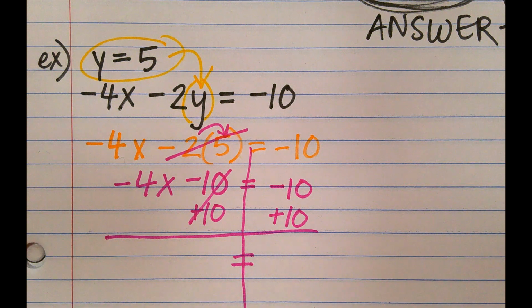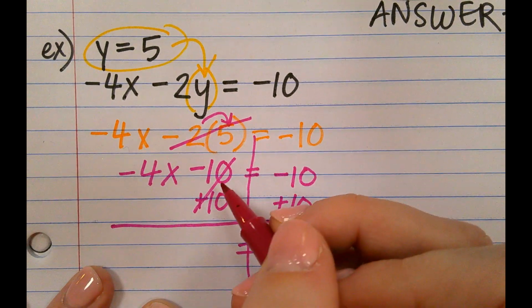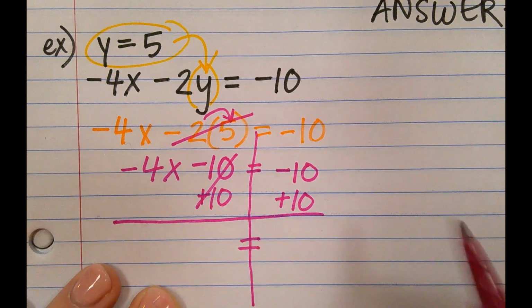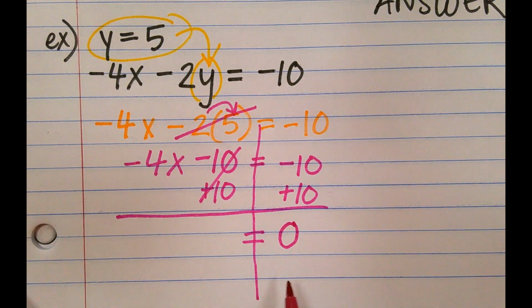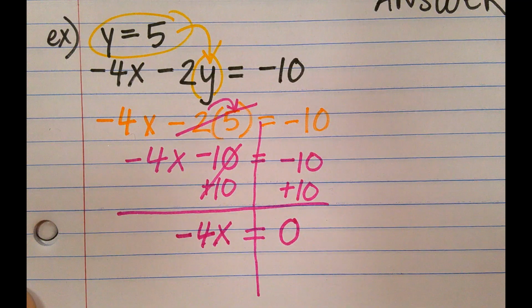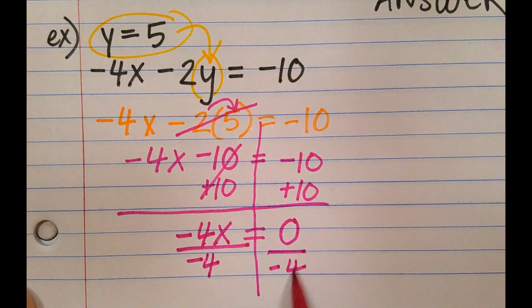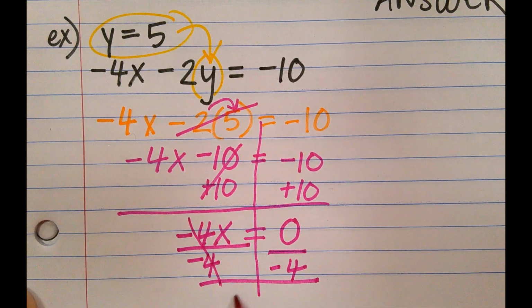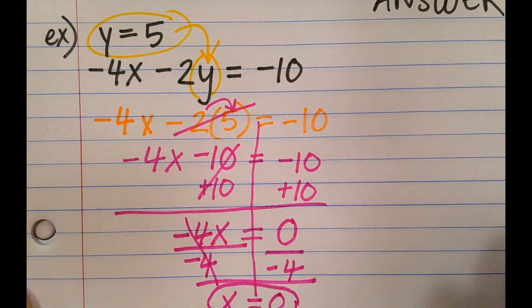When we cancel something, it means it equals 0, okay? We're just not writing that 0 because we don't need it. There's something else to bring down. There's nothing else to bring down over here, so we are going to write that 0. And we'll bring down negative 4x. What's my last step? Are you done? Divide by negative 4 to get rid of it. And x equals 0 divided by negative 4 is 0. So look at that. X is 0, y is 5.